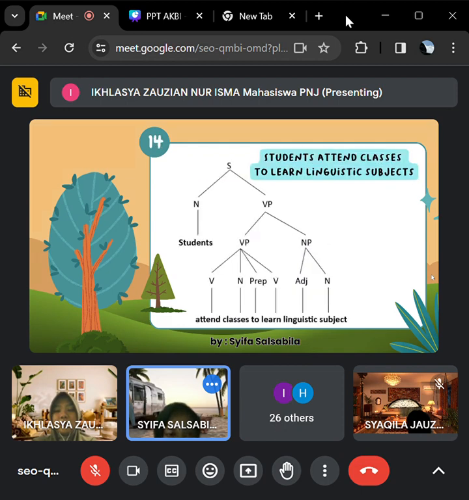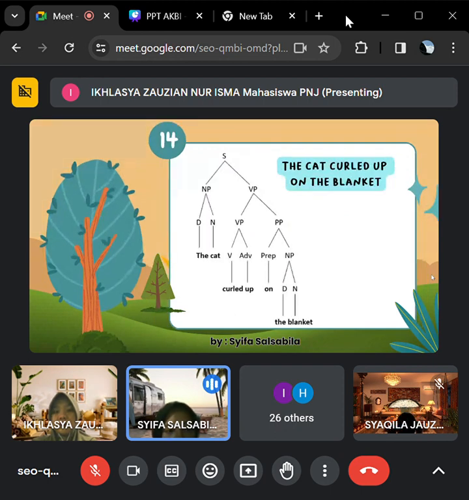Next, student attend class to learn linguistic subject. Student is a noun. Attend is a verb. Class is a noun. To is a preposition. Learn is a verb. Attend class to learn is a verb phrase. Linguistic is an adjective. Subject is a noun. Linguistic subject is a noun phrase. Student attend class to learn linguistic subject is a sentence.